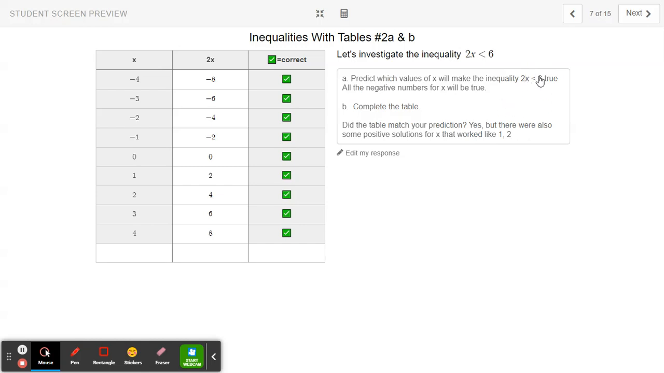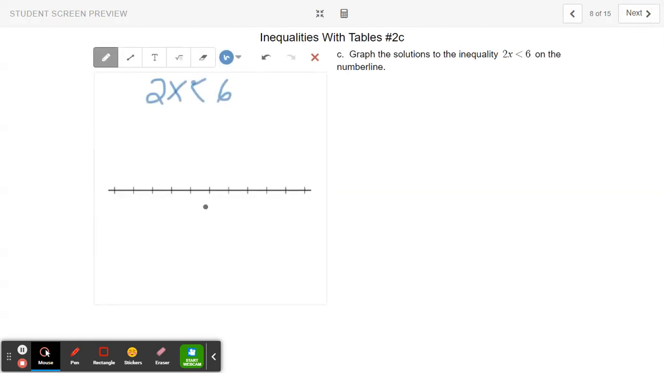If 2 times 3 makes this 6, so 6 is less than 6, that's not true. But anything less than 3 for x works, doesn't it? Anything more than 3 doesn't work. So I'm just going to put 0, and I'm going to put in my numbers.